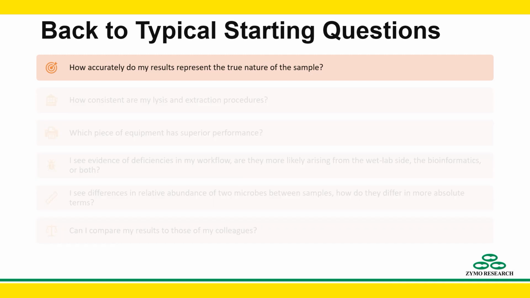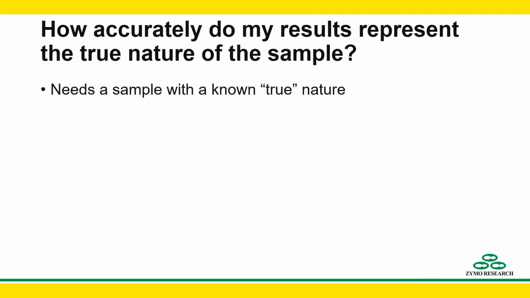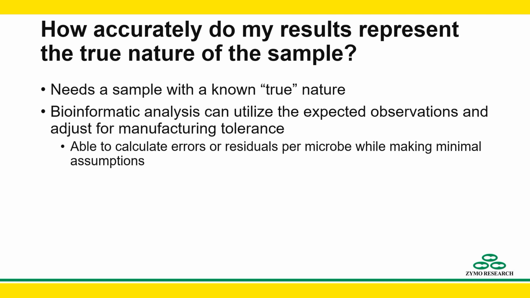So starting off with the first question, how accurately do my results represent the true nature of my sample? In order to answer this question, because when you think about it, every sample out there has some true measurable nature, but we usually don't know what that is. In this case, we need a sample with a known true nature. The bioinformatic analysis can utilize this known true nature to say what we expect to see given our analysis method.